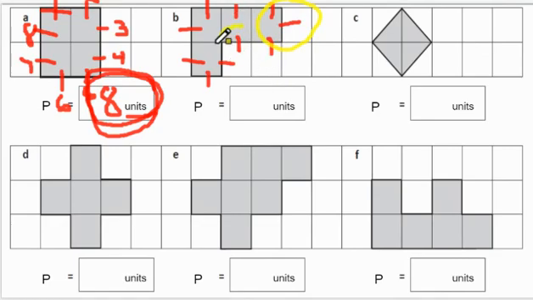And then I also want you to pay attention in this corner. Corners are another place that people tend to skip one. Maybe you'll count this one and then forget to count this one, or maybe you'll count this one and forget to count this one. So be careful in these corners because you've got to get both sides. So my perimeter is 10 units because they didn't give me the units.